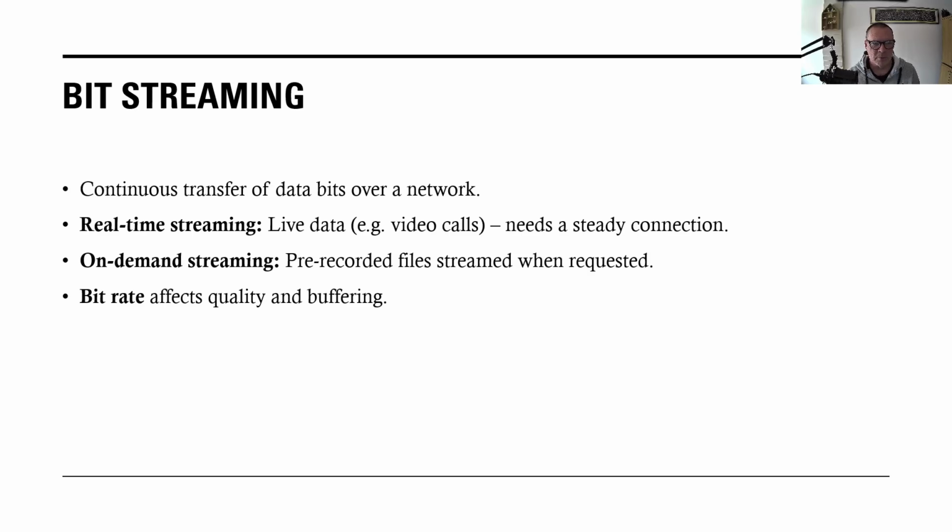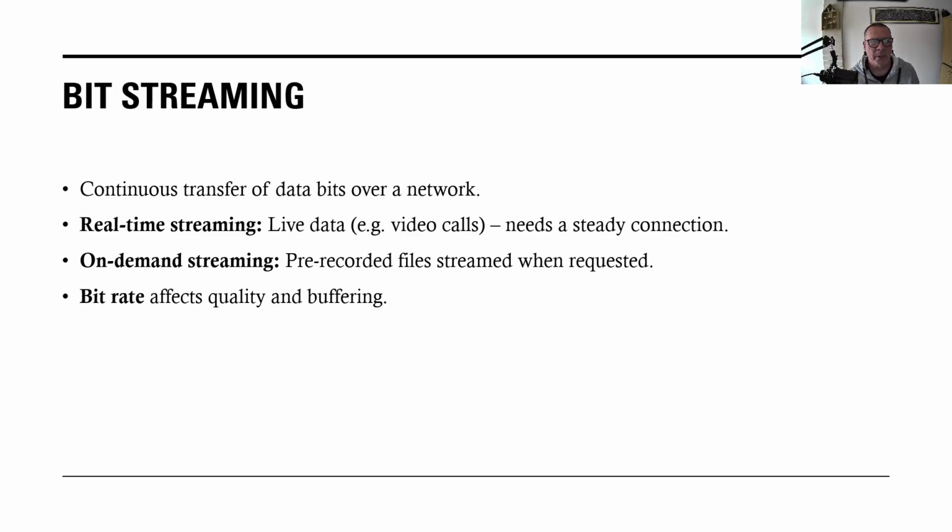Another example would be on-demand streaming. So this is where there is a pre-recorded file and we stream it when it's requested. That's not so dependent upon the connection, although we still need a fairly good connection to do this. It does mean that we can buffer some of the data, and when the connection is slower, we can use some of that pre-recorded data that's held in a buffer to keep the user entertained until the connection improves again.